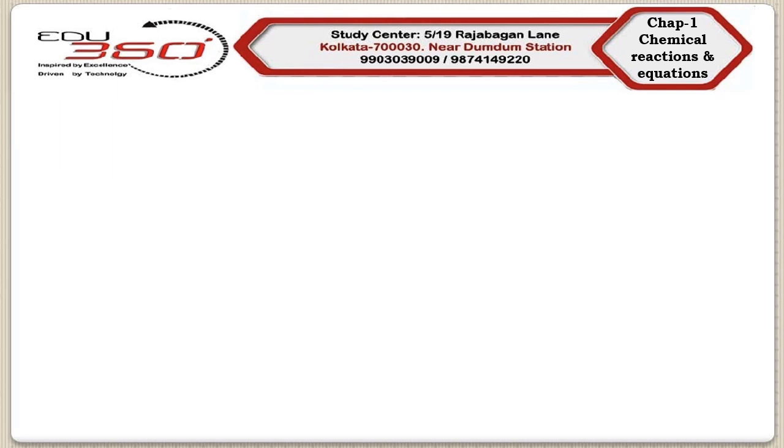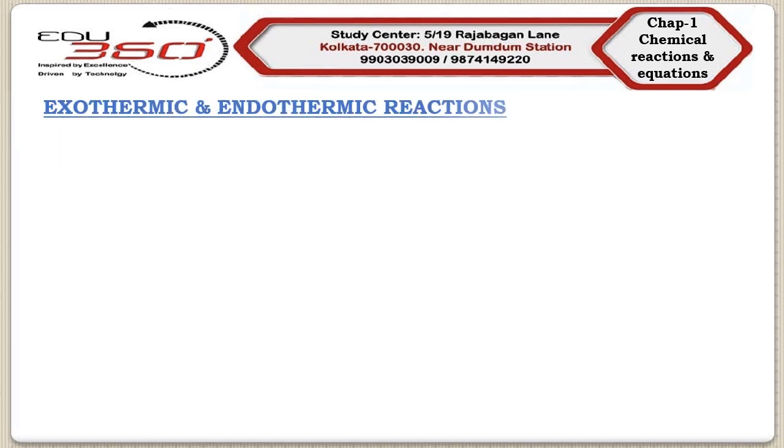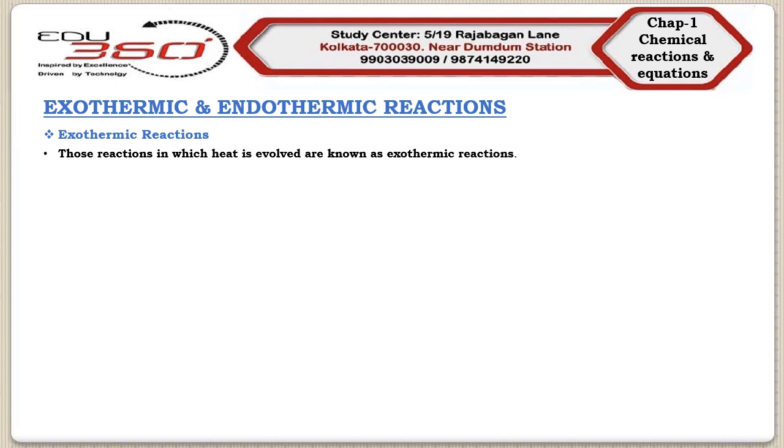Next we will discuss the exothermic reactions and the endothermic reactions. So we will start with the exothermic reactions. There are some reactions in which we find evolution of heat. This type of reactions are known as the exothermic reactions. So we can say that those reactions in which heat is evolved are known as exothermic reactions.